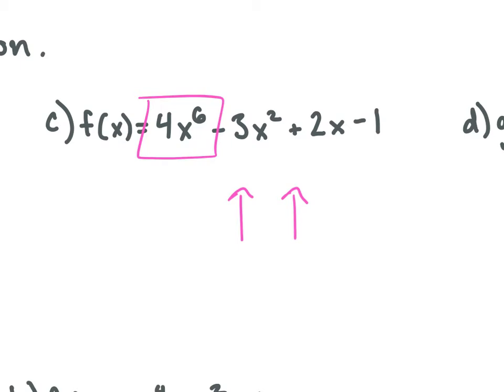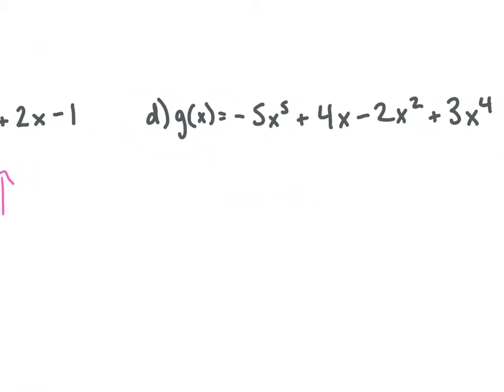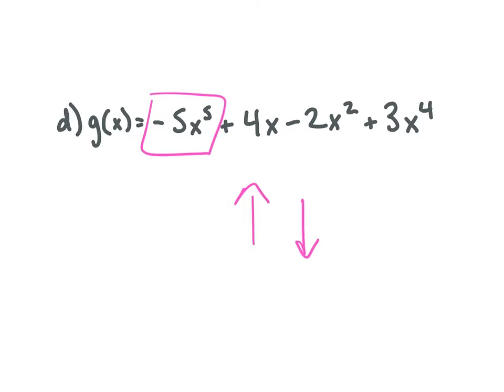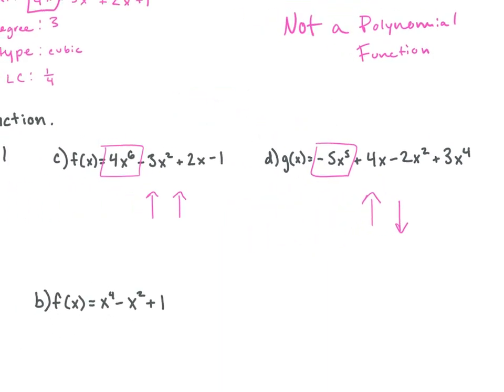Okay, so D, which term are we looking at? Negative 5x to the 5th. Is this positive or negative? Negative. So what does that tell us about our right arrow? The right one goes down. Is it even or odd? Odd. So then the left one goes up because they go in opposite directions. Any questions about number 2?